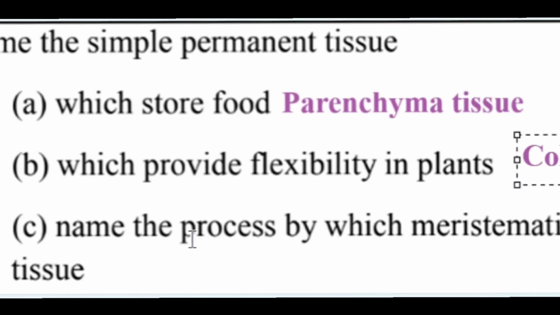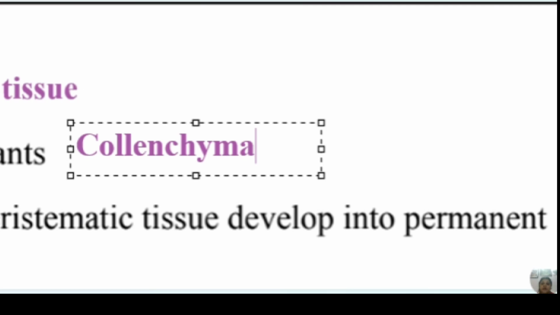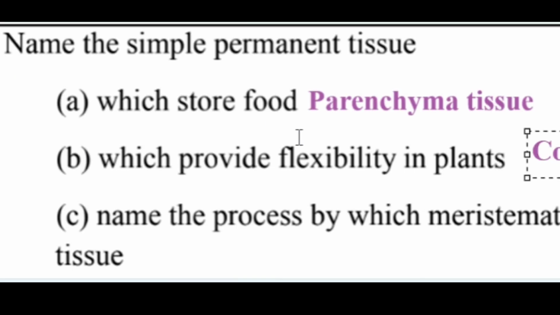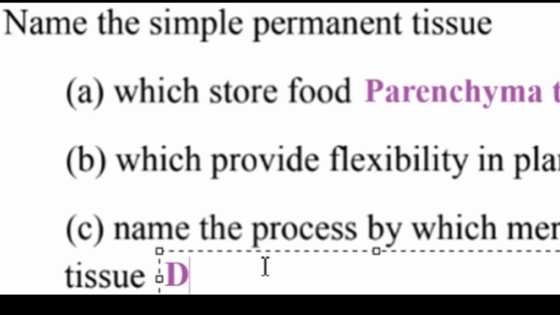And name the process by which meristematic tissue develop into permanent tissue. Now, when permanent tissue becomes a meristematic, so that process will be called as differentiation.